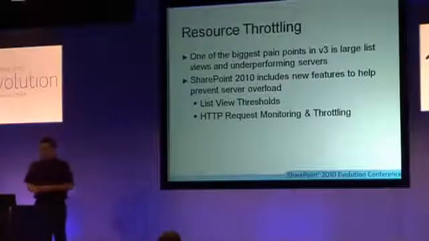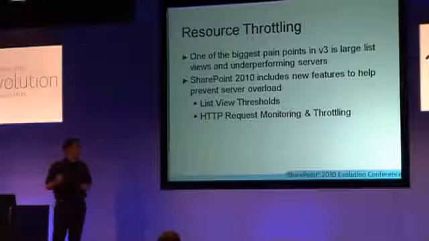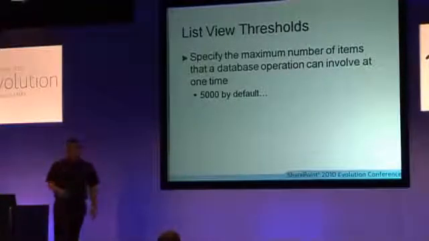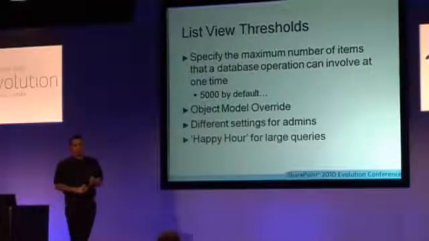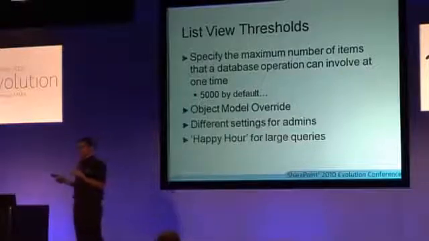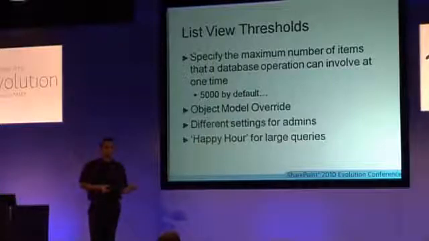Now, another cool feature is HTTP request monitoring and throttling, and again, I'm going to go into that in more detail in a minute, so I'll skip over that for a second. So again, going back to the large list view thresholds, 5,000 by default. There is an object model override. So admins and developers can, by default, have up to 20,000 items returned if they're doing object model coding against it, right?